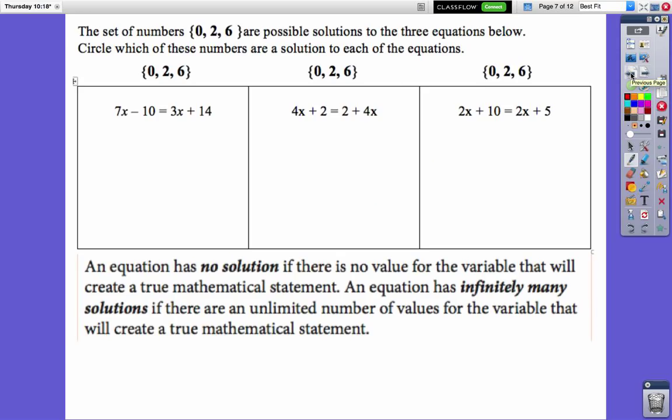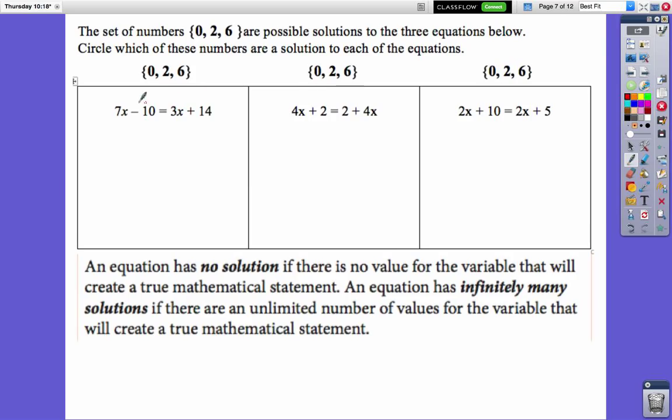For this first example, you can see that the set of numbers 0, 2, and 6 are the possible solutions for these three equations shown. I'm going to do the first two equations. So the first equation, if we plug in 0, 7 times 0 is 0, minus 10, so it's negative 10, is equal to 3 times 0, that's 0 again, plus 14, so negative 10 is equal to 14. Well, that's not true, so we know 0 can't be the correct answer.